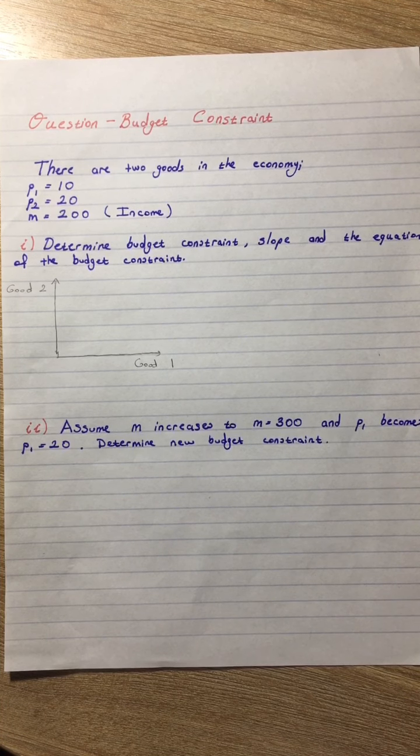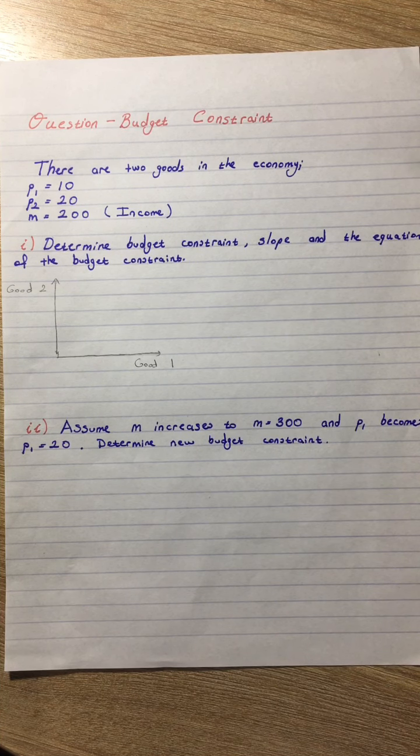Okay, let's start with the first question in the problem set. In the first question, it says, there are 2 goods in the economy, good 1 and good 2, and the price of good 1 is 10 liras and the price of good 2 is 20 liras, and our income is 200 liras. Determine the budget constraint, slope, and the equation of the budget constraint.